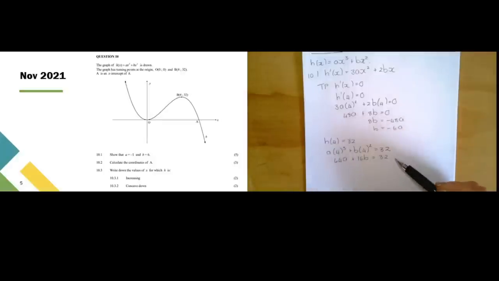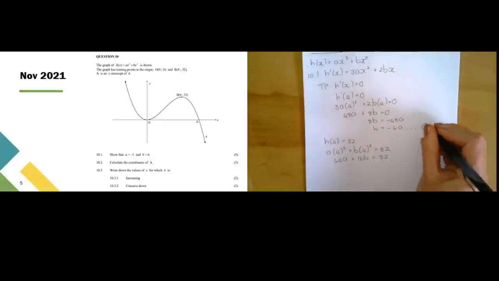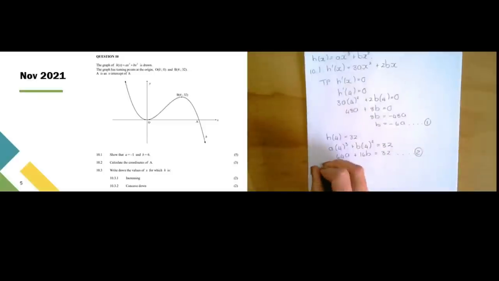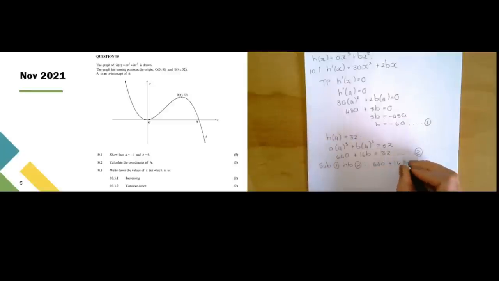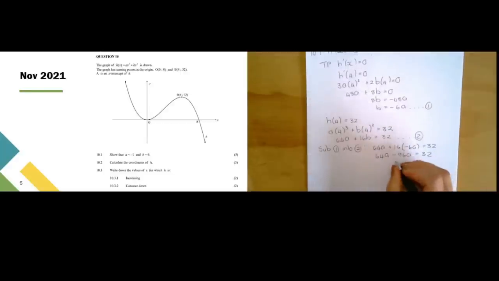And now I have got two equations. So I can substitute equation 1 into equation 2. What does that mean? In equation 2, everywhere I see a b, I'm going to replace it with a negative 6a. So I'm going to go 64a plus 16 instead of b, negative 6a equals 32. Let's multiply out. 64a, 16 times negative 6 is negative 96a equals 32. 64a minus 96a is minus 32a equals 32. So a is equal to negative 1.